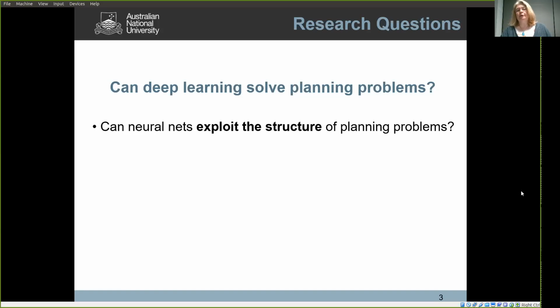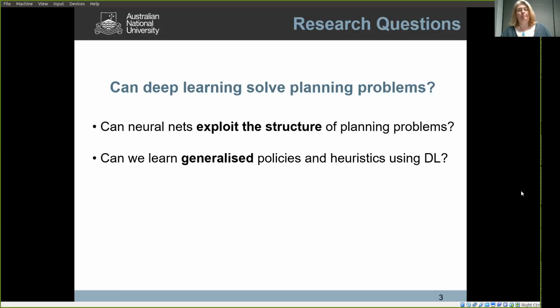And as a starting point, rather than using off-the-shelf architectures typically used for computer vision, we thought it would be more interesting to come up with an architecture that's really dedicated to planning, that is capable of exploiting the structure of planning problems and the type of representation that we're using in planning. And so we wondered what this type of architecture would look like.